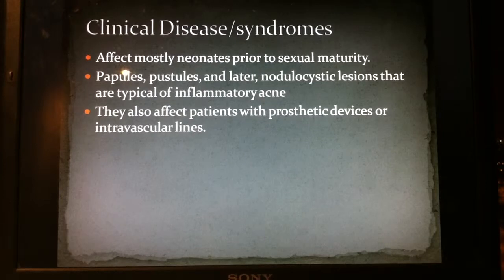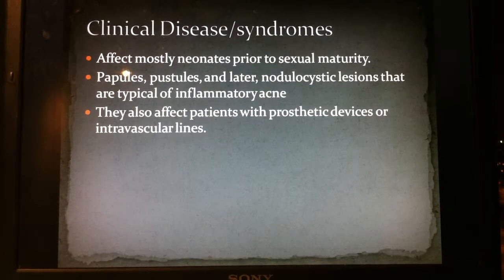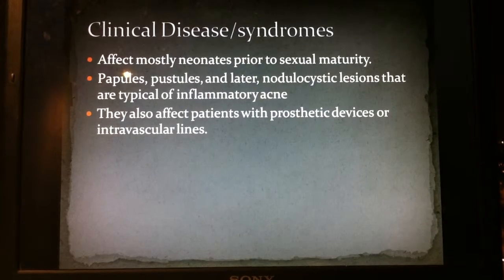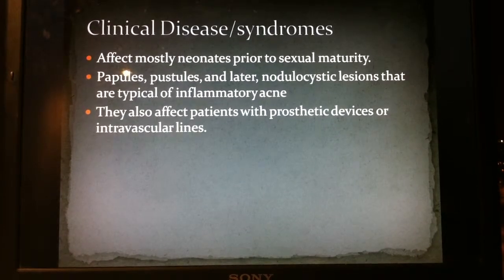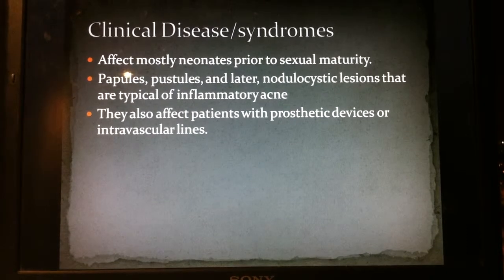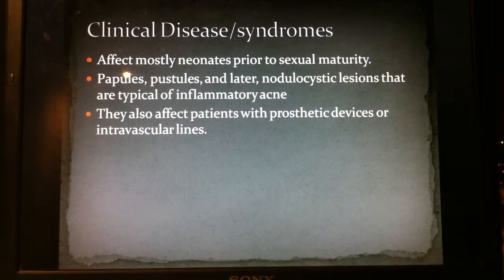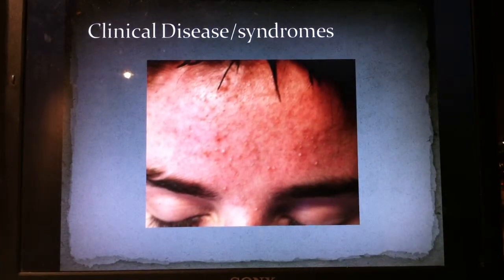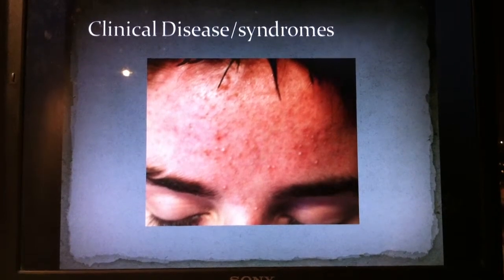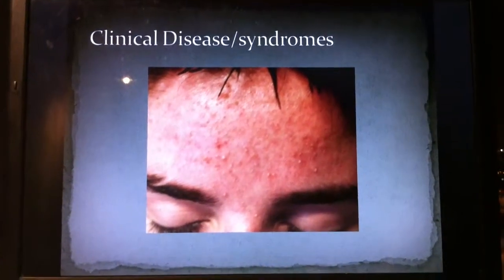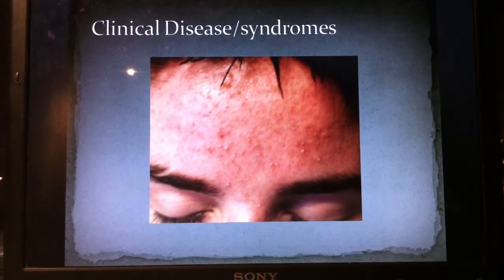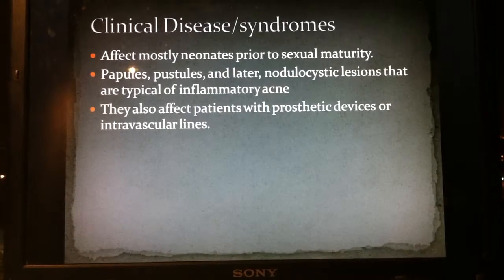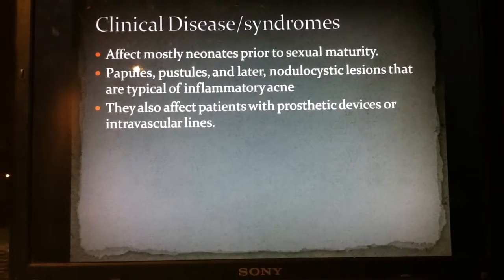Acne vulgaris mostly affects adolescents around sexual maturity or puberty. It is often seen as papules, pustules, and later nodulocystic lesions that are typical of inflammatory acne. This is an example of how P. acnes affects adolescents or young adults. They also affect patients with prosthetic devices or intravascular lines.